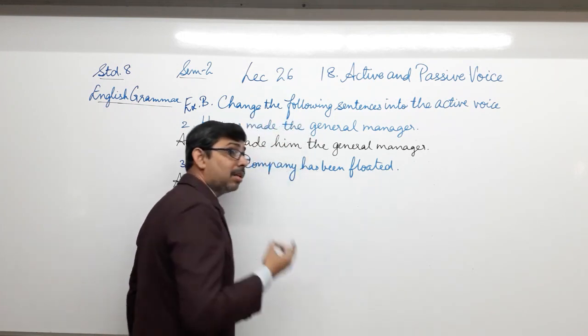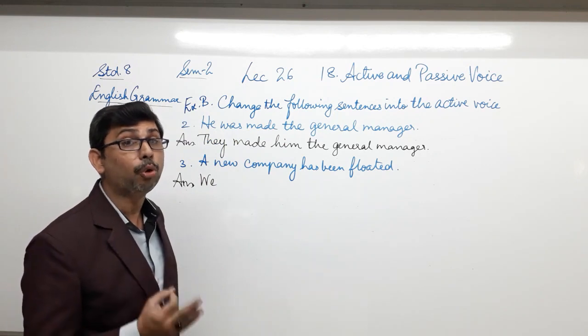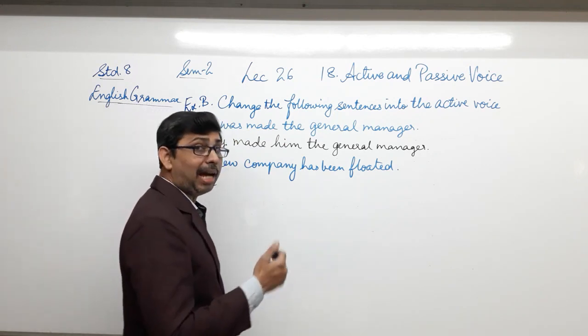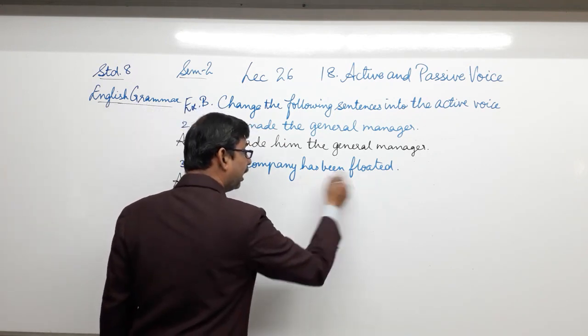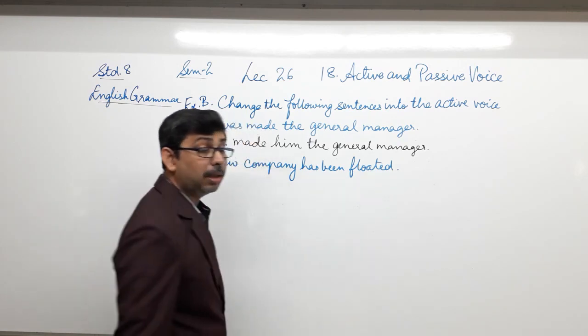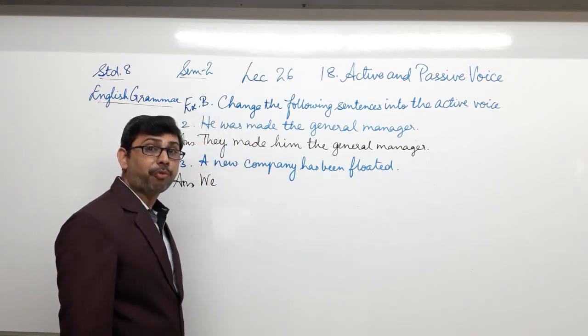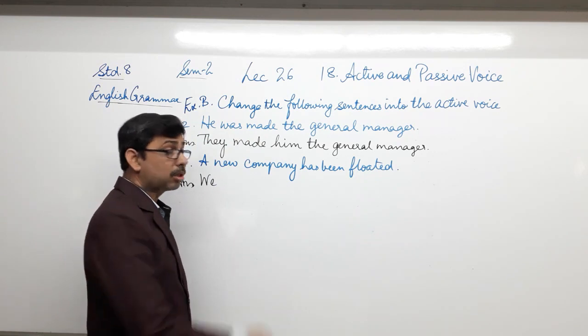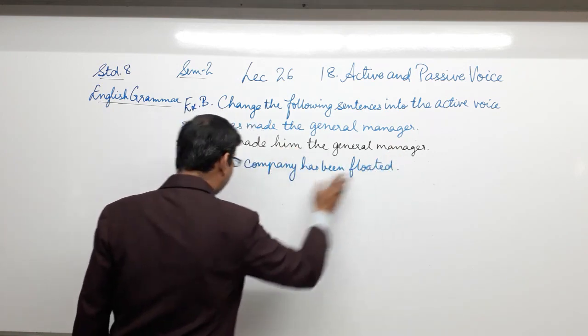Floated is the past participle form of the verb float. Float, floated, and floated. So has been floated gives me a clear indication that it is in the present perfect tense form in the passive voice. So I will maintain the same tense over here.